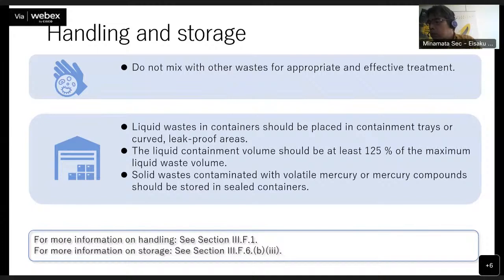Additional guidance on storage of liquid waste include that containers should be placed in containment trays or curved leak-proof areas, and that the liquid containment volume should be at least 125% of the maximum limit liquid waste volume. Additional guidance on solid waste includes that if the waste are contaminated with volatile mercury or mercury compounds, they should be stored in sealed containers.